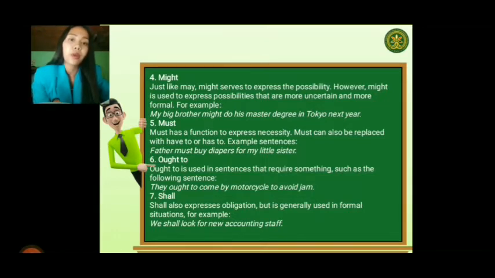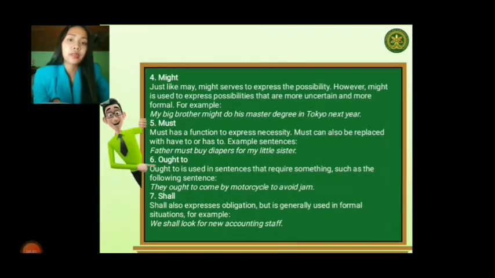5. Must has a function to express obligation. Must can also be replaced with have to or has to. For example, father must go, but different for my little sister.